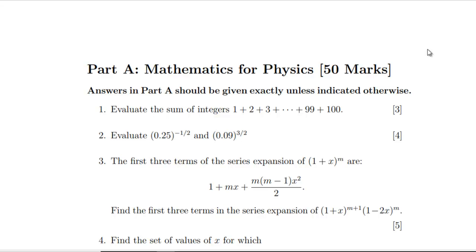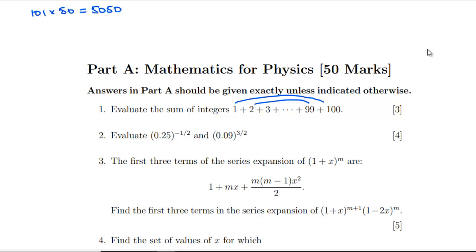So we're starting here with evaluate the sum of these integers. So we're adding up all integers 1 to 100. So we want to do the usual thing of pairing them up. So all of these pairs add up to 101, and then we have to multiply them by half the number of numbers that are in it because they're all in pairs. So we're going to have 101 times 50, which is 5050. So that's a nice start for that one.